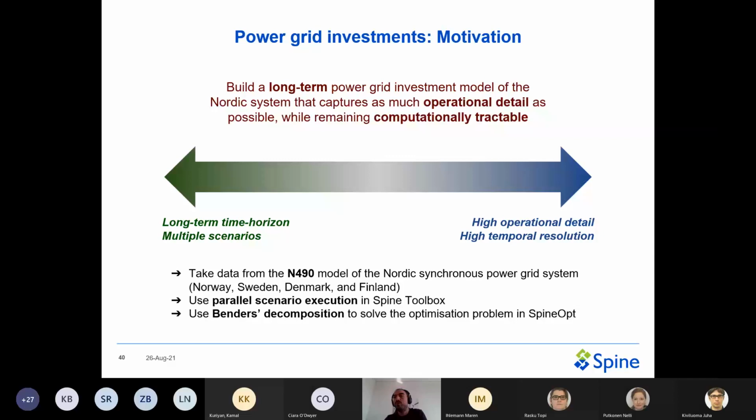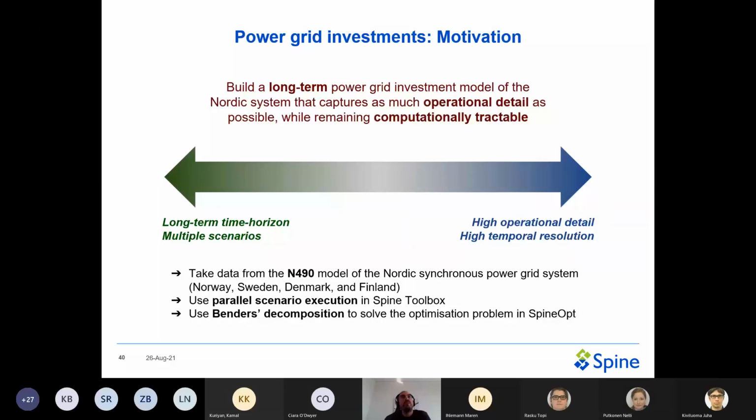So this is our last case study presentation. It's about investments on the power grid. This has more interesting results. This is one of what we call C case studies, which were performed later in the project and are intended to push Spine capabilities to the state of the art. That's at least our ambition.